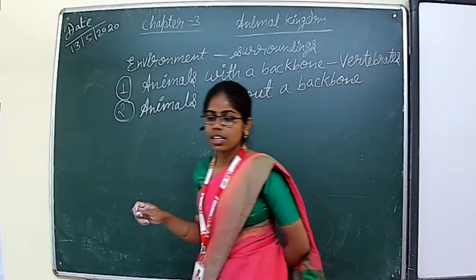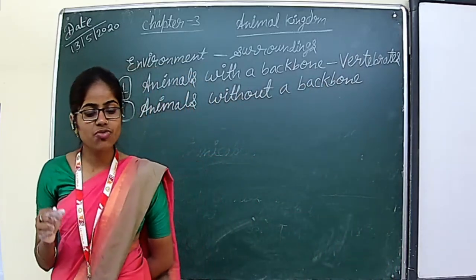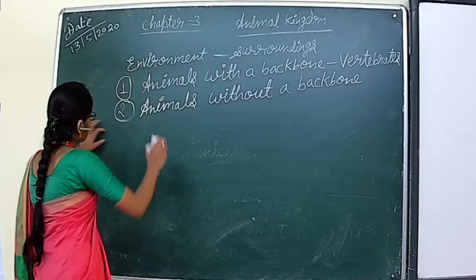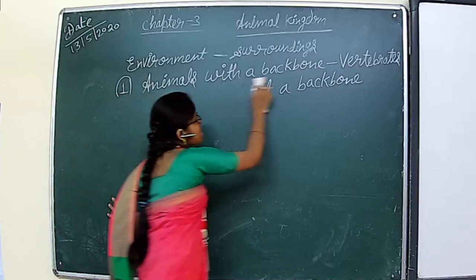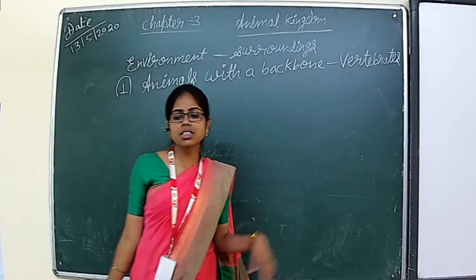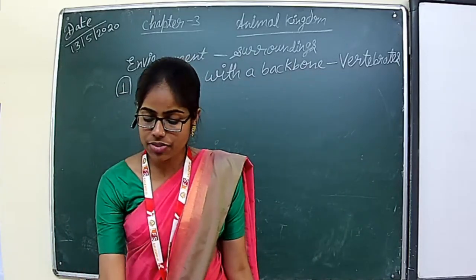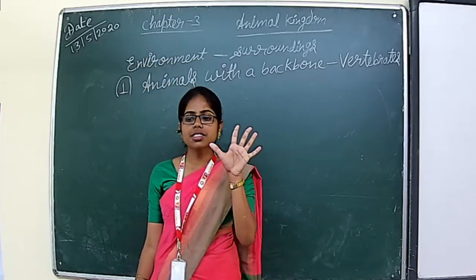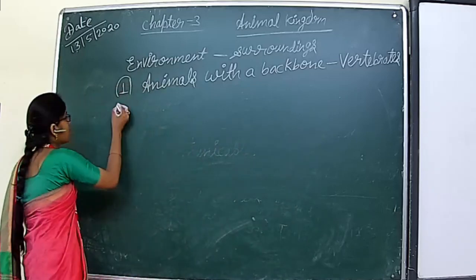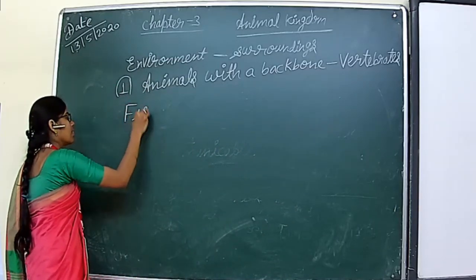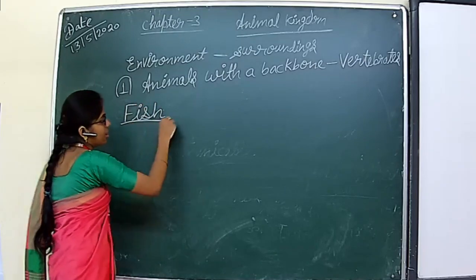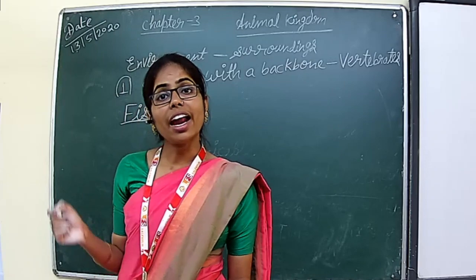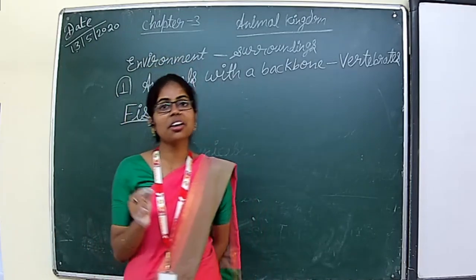The 5 most well-known groups of vertebrates are. Now I am going to rub the second category because we have to study in detail about these vertebrates. And these vertebrates are again classified into 5 categories. First one is fish, then amphibians, reptiles, birds, and mammals. We will study about them in detail.